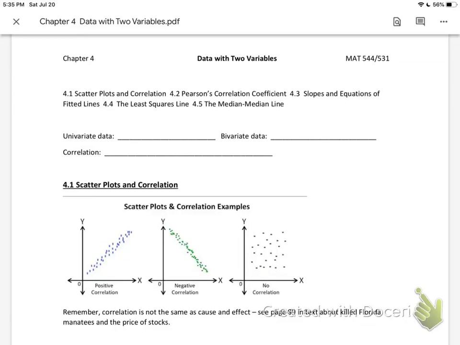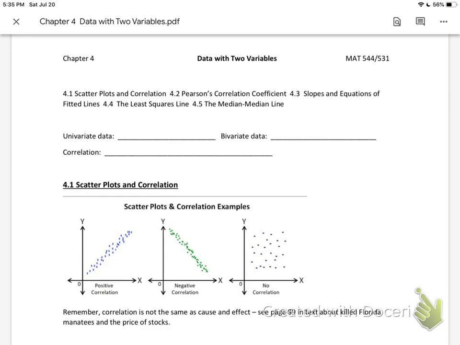Okay, in this video, we're going to go through Chapter 4, Data with Two Variables. So that's going to be the goal, to teach all through this chapter. At the beginning of the chapter, they go through some vocab, so we're going to do that very quickly.